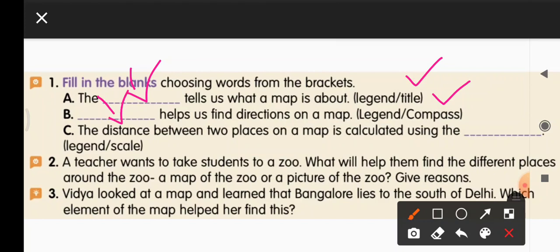Now C1, the distance between two places on a map is calculated using the legend or scale. It is the scale. So write it here. Right. Now the next question, what is it?